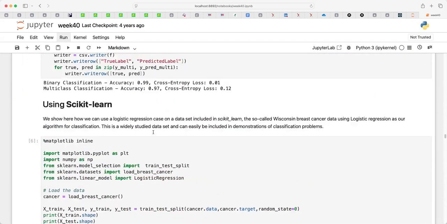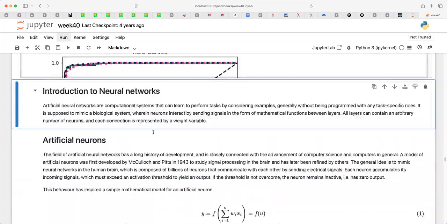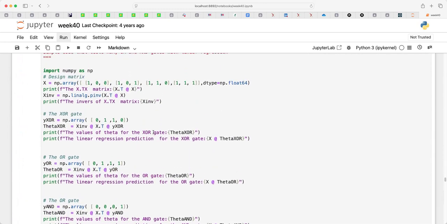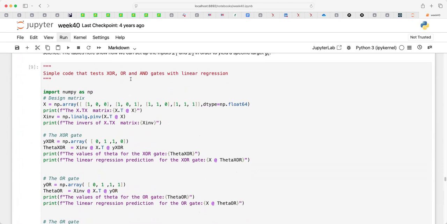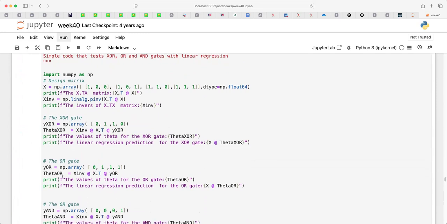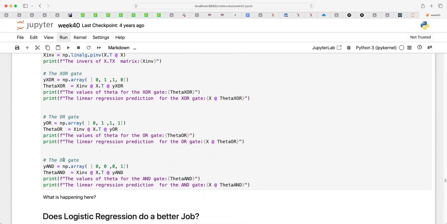Now I wanted to show the XOR gate. I just need to remind myself where I put it. Yeah, these are the gates: the OR gate, the XOR gate, and the AND gate. The OR gate is the first case here, where I've encoded the design matrix, and then I just perform standard linear regression with ordinary least squares, as we discussed before the break. I do the same with the XOR gate, and the same with the so-called AND gate. Yeah, this is the AND gate.